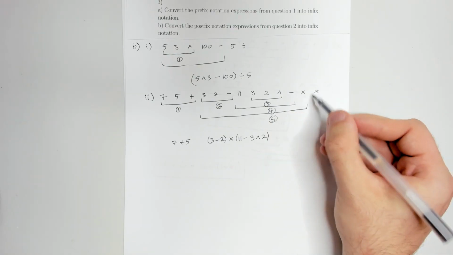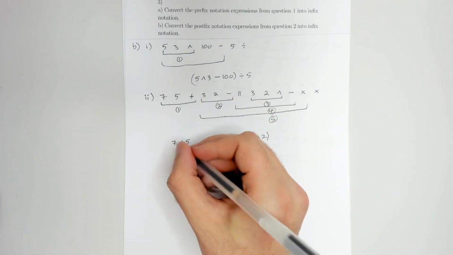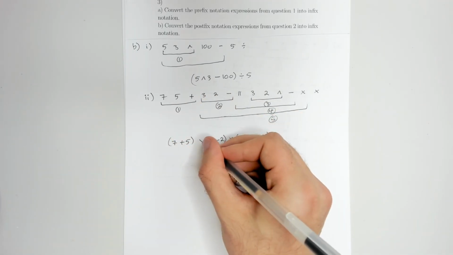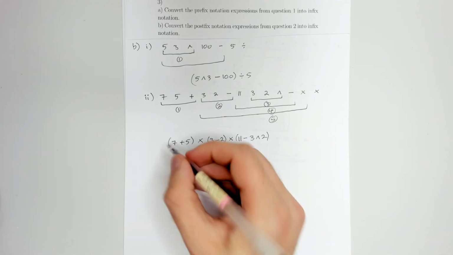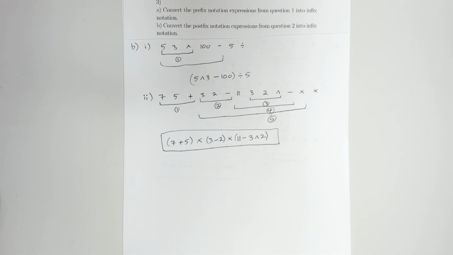And now lastly, we're doing the multiplication of what we had from step 1 with what we got from step 5. So that's going to be the 7 plus 5 times this result right here. So this is our expression written in infix notation.